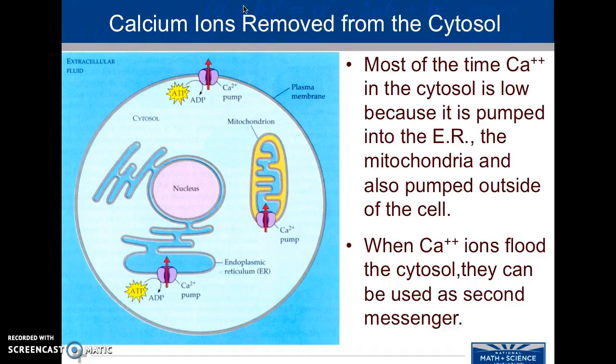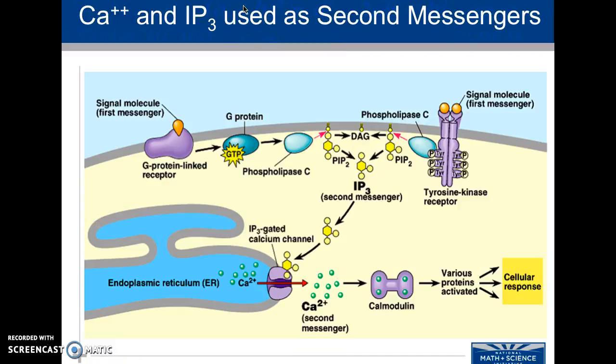Most of the time, calcium in the cytosol is low because it's pumped into the endoplasmic reticulum and the mitochondria. It's also pumped outside of the cell. When calcium floods into the cytosol, it can be used as a second messenger. We see this in muscle contractions.